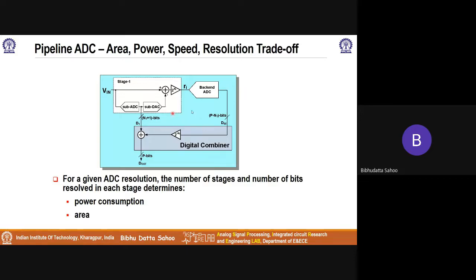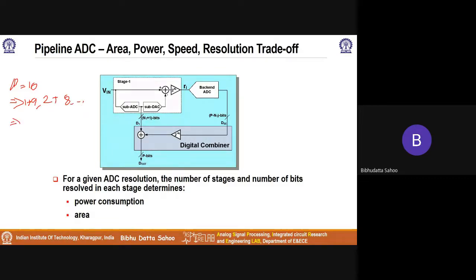Now, this is a very simplistic assumption, that we have 2 stages. But a pipeline ADC will have 8 stages or 10 stages. Suppose P equal to 10, right? And this can be achieved by 1 plus 9 if it is 2 stages, or 2 plus 8, and so on.